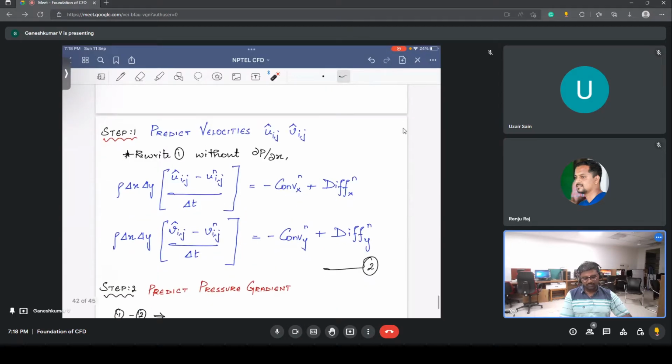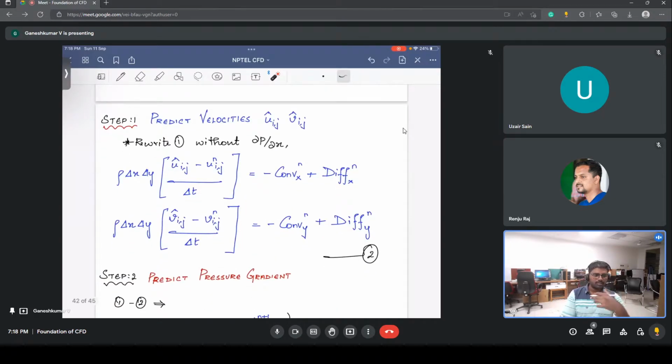The first step, as you all know, in the SIMPLE algorithm also, is that you will predict some velocity and you will predict the pressure, and based on the predicted pressure and the predicted velocity you will correct the velocity. So if you take any incompressible solver, this is the solution algorithm, it is going to predict the velocity and predict the pressure, and based on the predicted velocity and pressure it's going to correct the velocity.